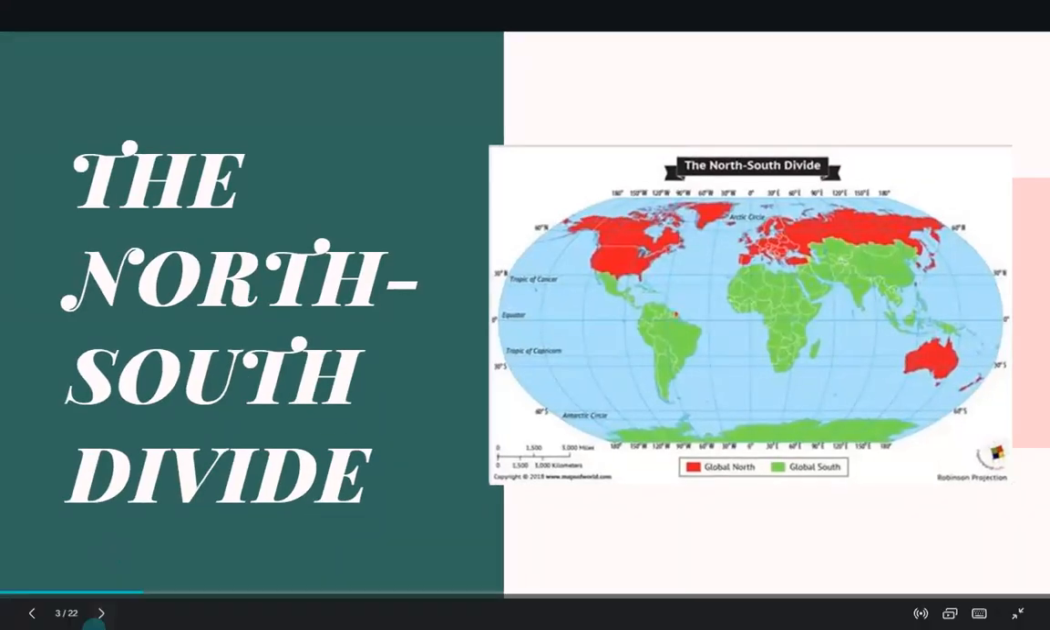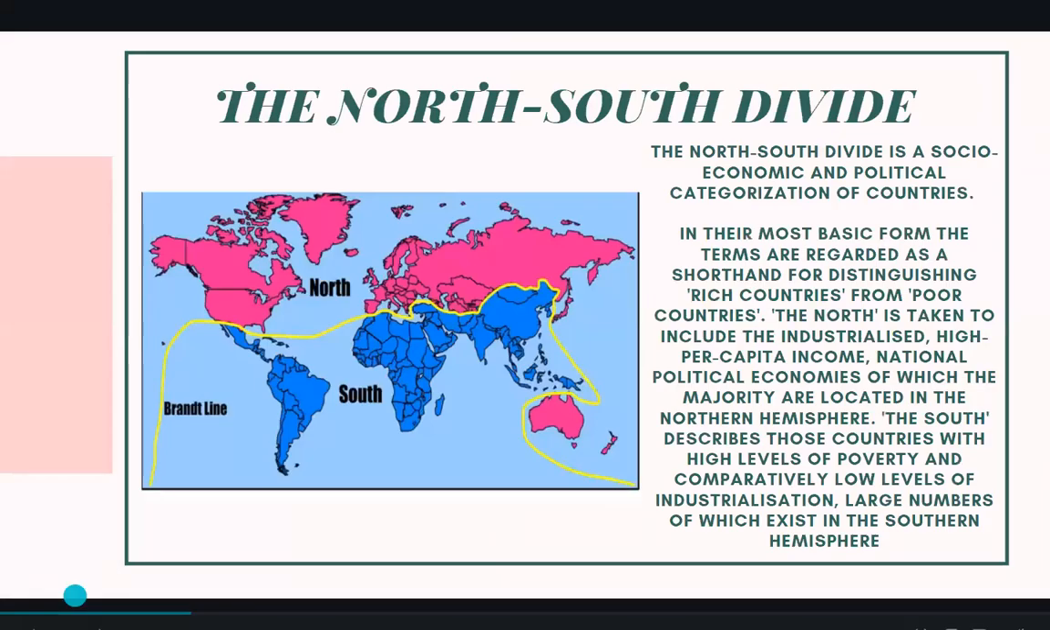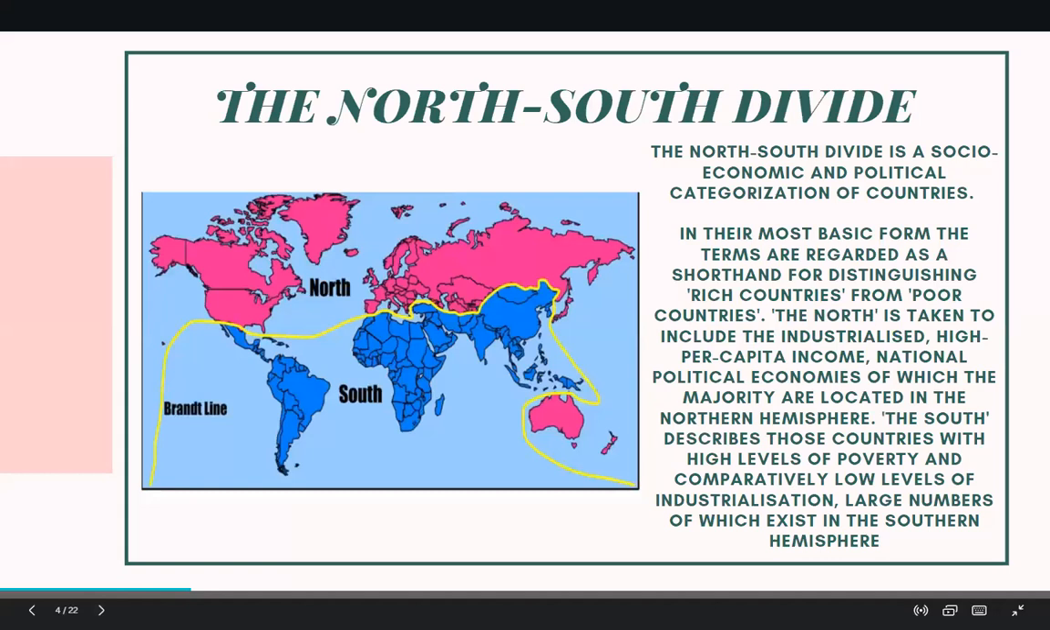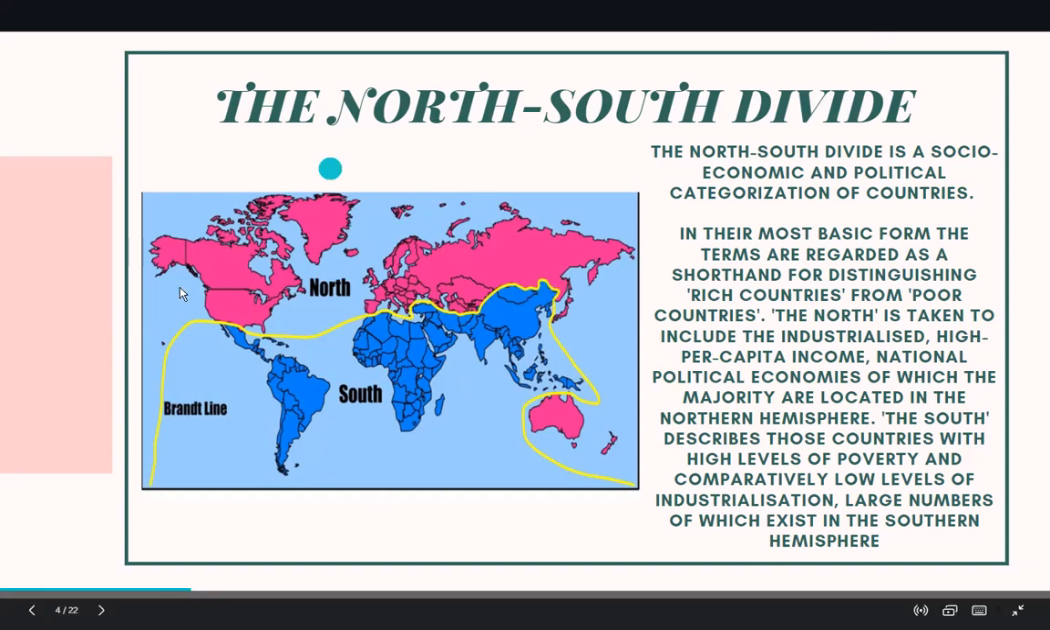The North and South divide. The North-South divide is a social, economic, and political categorization of countries. In their most basic form, the terms are regarded as a shorthand for distinguishing rich countries from poor countries. The North is taken to include the industrialized, high per capita income, national political economies, of which the majority are located in the Northern Hemisphere.